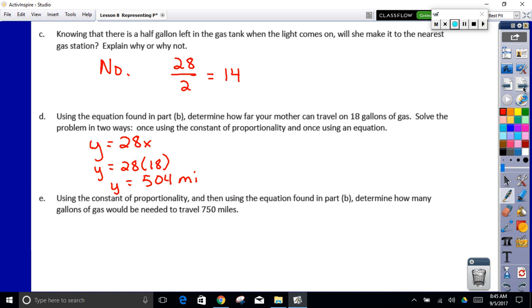Okay, part E. A lot of people were a little bit stuck on this one. Using the constant of proportionality and then using the equation found in part B, determine how many gallons of gas would be needed to travel 750 miles. Irene? So for this one, I took 750, and I used the calculator because I was not writing it out by hand. And I divided it by 28 miles to the gallon, and I got 26.79.